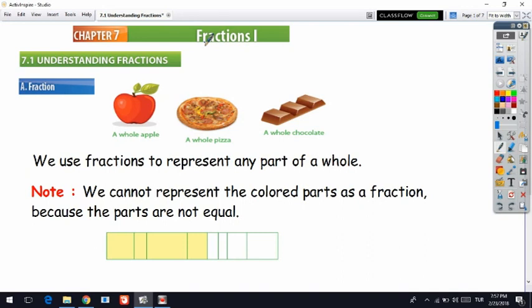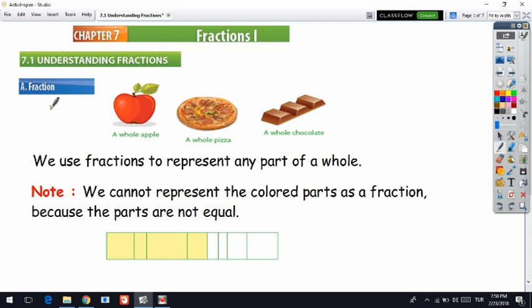Hey everybody, today we are going to talk about a new chapter, that is 7. The name of this chapter is Fractions 1. Okay, now let's start with 7.1, that is understanding fractions. First of all, we have the parts of this section, that is fraction.